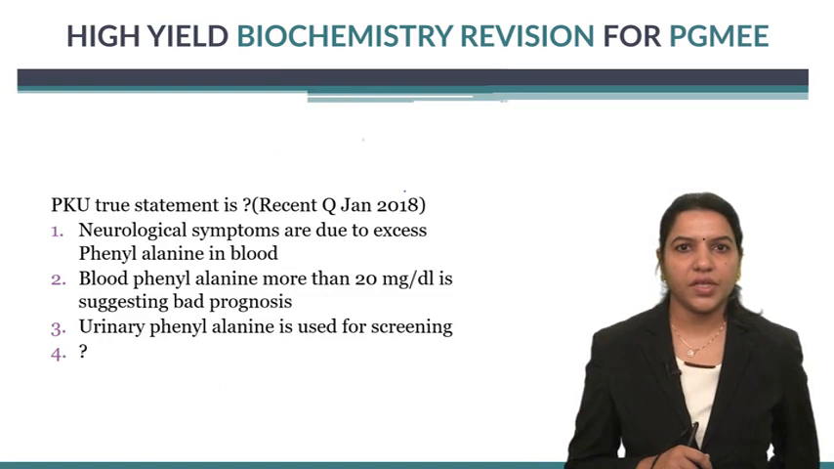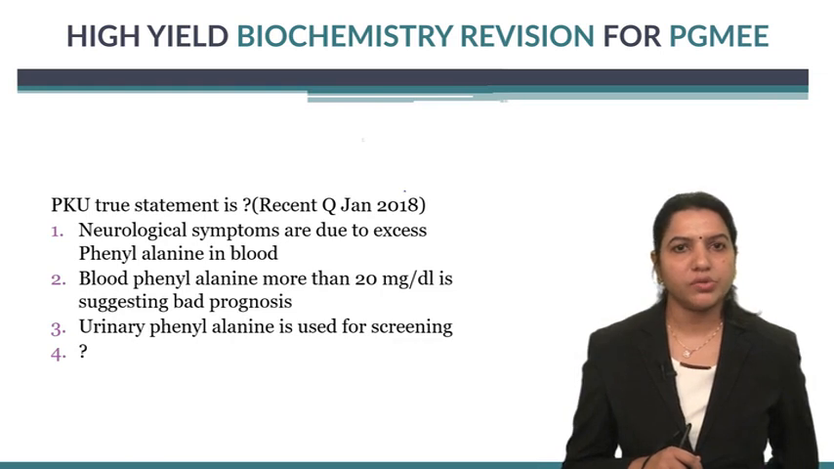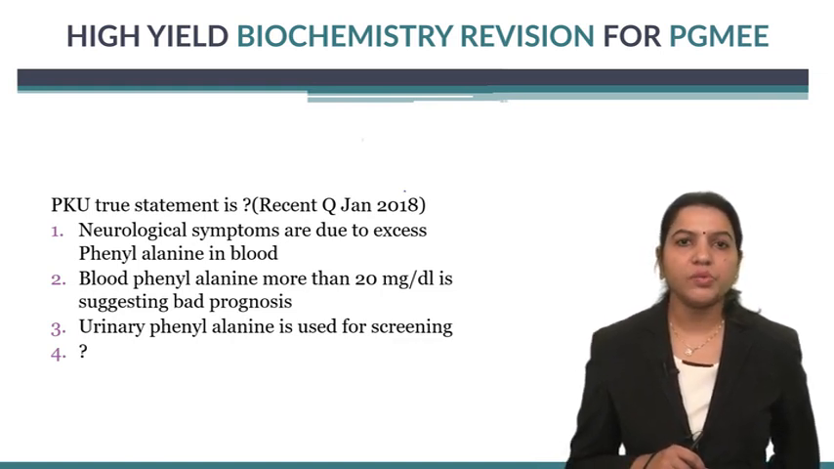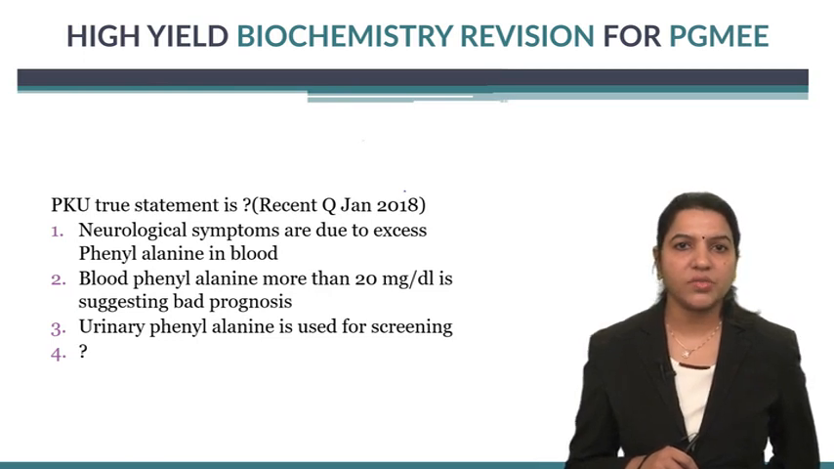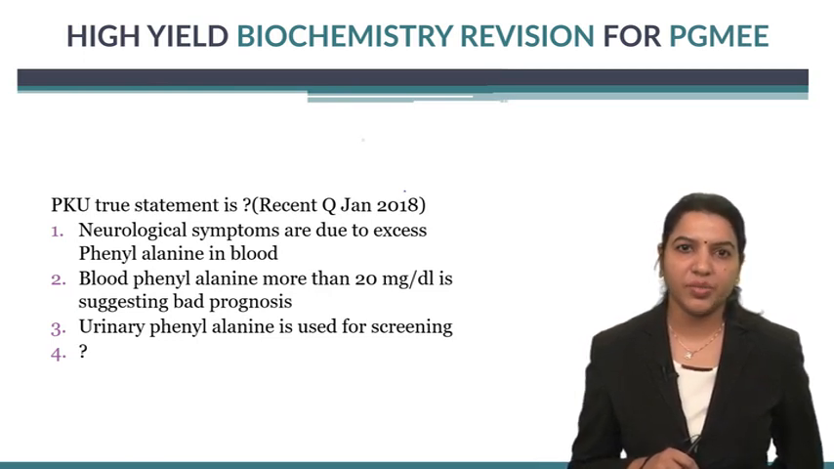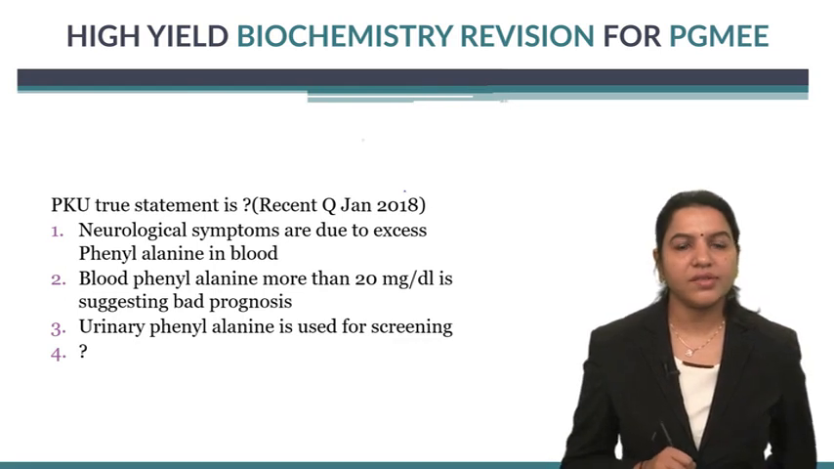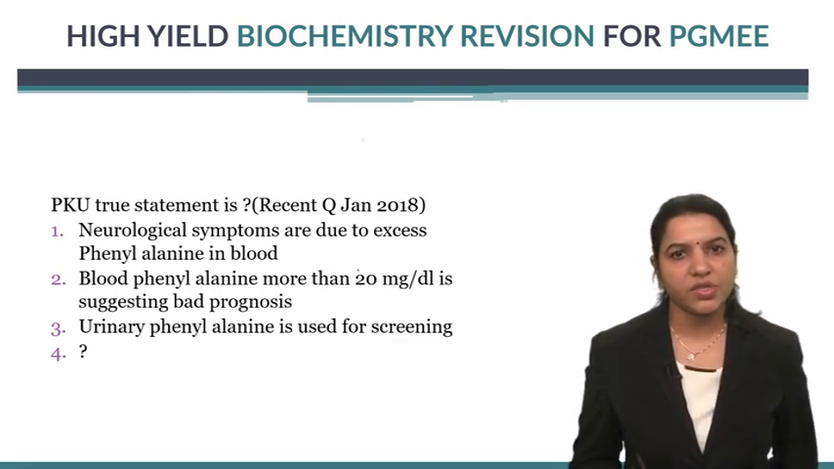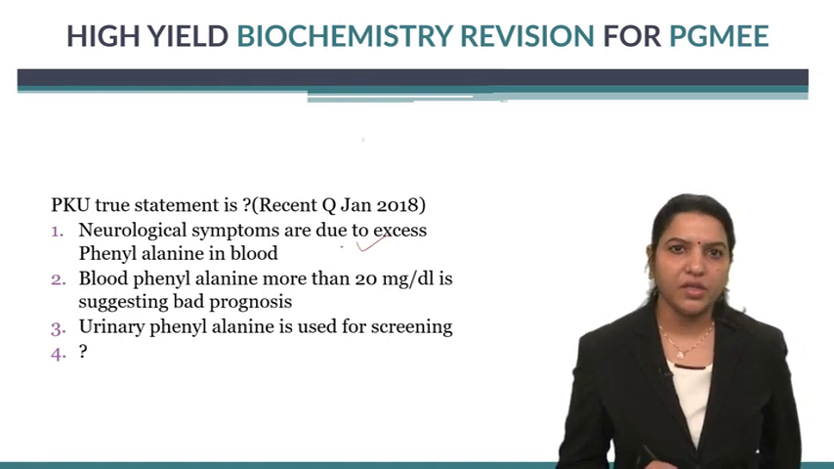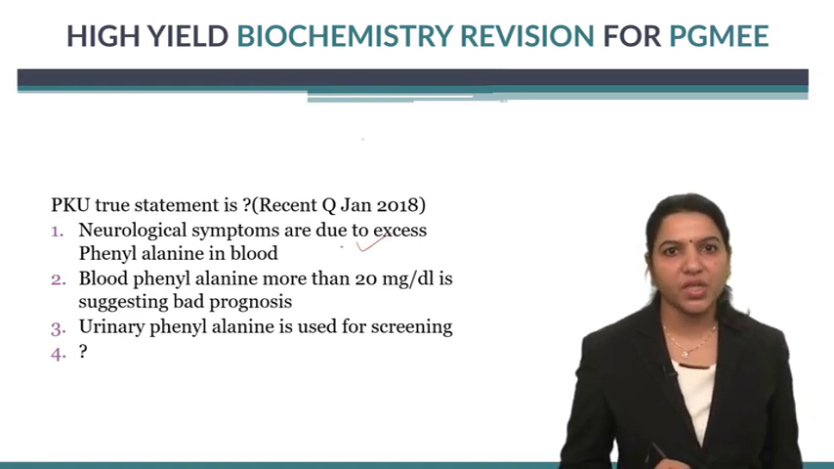Now the next question which came for the January 2018 exam is: PKU, the true statement is... Actually this is a poor recall, I couldn't get the options completely, but still we will discuss a few words about PKU. Option 1 was: neurological symptoms are due to excess phenylalanine in the blood. Option 2: blood phenylalanine more than 20 mg per deciliter suggests bad prognosis. Option 3: urinary phenylalanine is used for screening. So here we will see the first option, that the neurological symptoms are due to excess phenylalanine in the blood. What is the cause of the neurological symptoms in PKU?